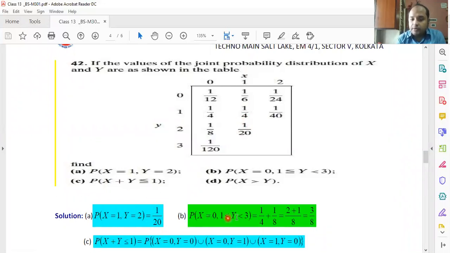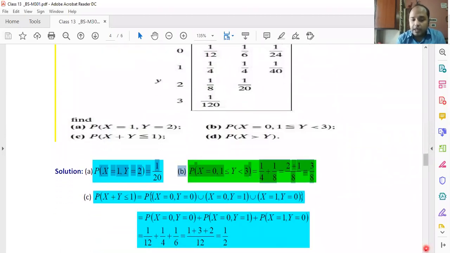If I write probability of X equal to 0 and the random variable Y lying between 1 and 3, that means you mark 0 over here, and Y is running between 1 and 3, 1 included and 3 excluded. So these are the two possibilities. For 1 and 2, we have to consider both. It means probability of X equal to 0, Y equals 1, plus probability of X equal to 0, Y equals 2. Y equals 3 will not be considered because 3 is excluded. So I have written here 1 by 4 plus 1 by 8, which is 3 by 8.